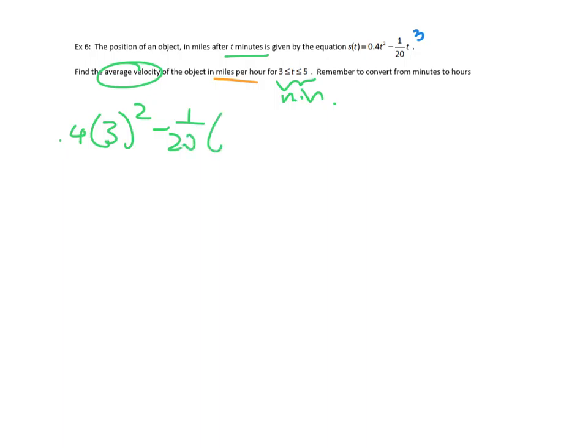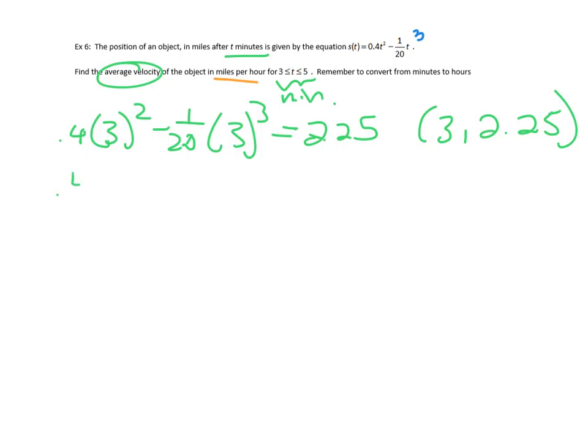Okay, one thing that you need to change is this is supposed to be t cubed, and somehow I forgot to put that on there. So I want to find the average velocity in miles per hour, where t is time in minutes. So we're going to have to do all this in minutes, but we're going to have to convert it to hours afterwards. So if I want average velocity, you're basically just going to have to find slope. So if I plug in 0.4 times 3 squared minus 1/20 times 3 cubed, that's going to give me 2.25. So that coordinate is (3, 2.25).